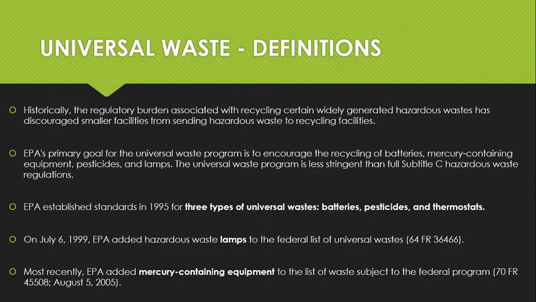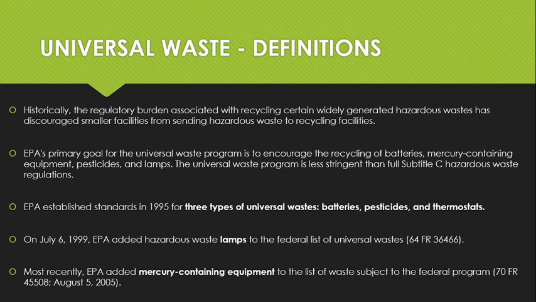The next big section we're going to talk about, and I'm sure most of you have heard me talk about this, are universal wastes. So basically what the EPA did is they classified certain things as universal waste to encourage recycling. So recycling of batteries, mercury-containing equipment like thermometers, certain pesticides, and lamps, which is bulbs. The universal waste program is less stringent than the full hazardous waste regulations. So they did this, like I said, to encourage people to recycle, to make it easier on businesses to recycle this stuff and manage it responsibly.